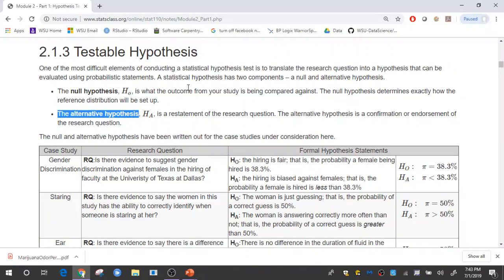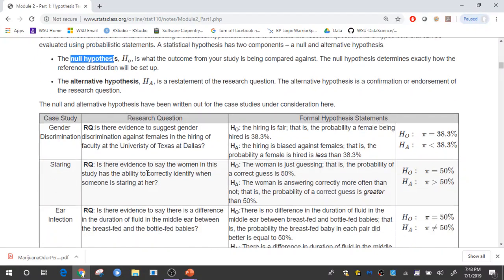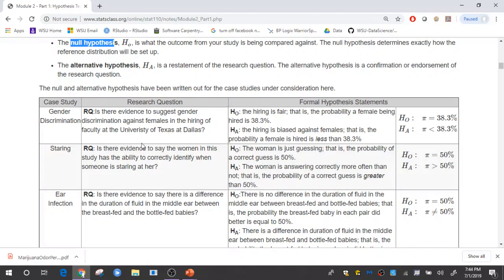So if we go back up here and look at the definition of the null hypothesis, it is what the outcome from your study is going to be compared against. So we're going to compare our data against a situation that the hiring was fair. So the null hypothesis here is going to be the hiring is fair. And that is that the probability of a female being hired is at that 38.3%.